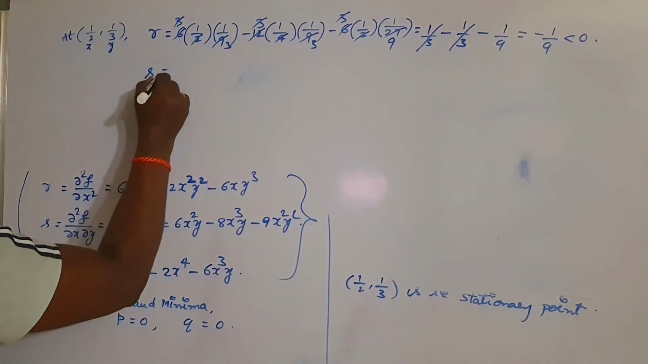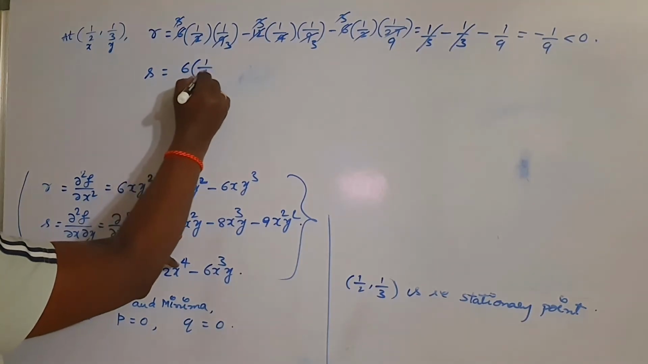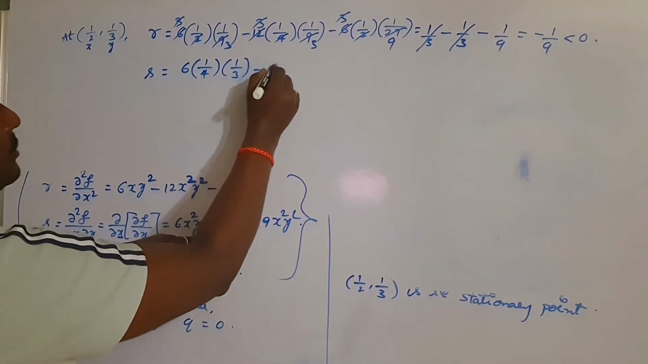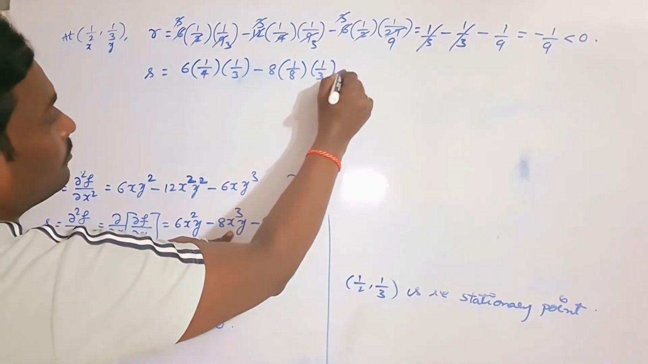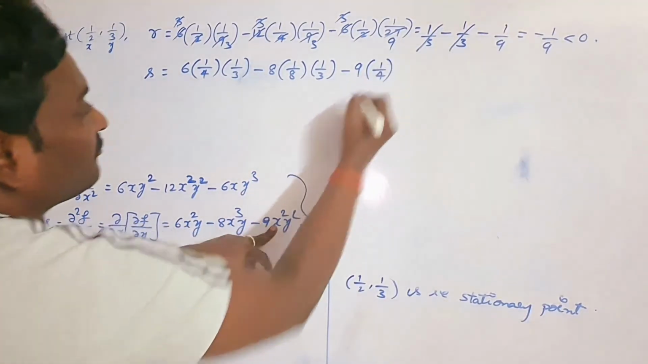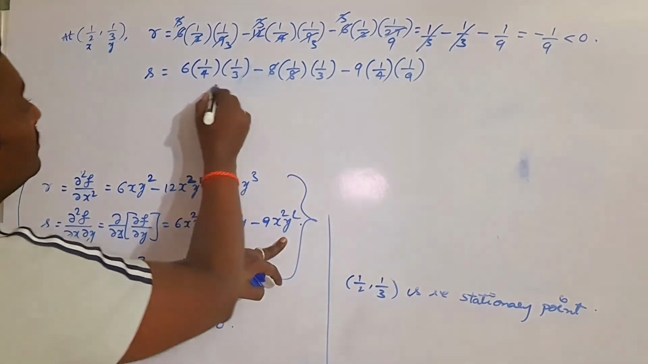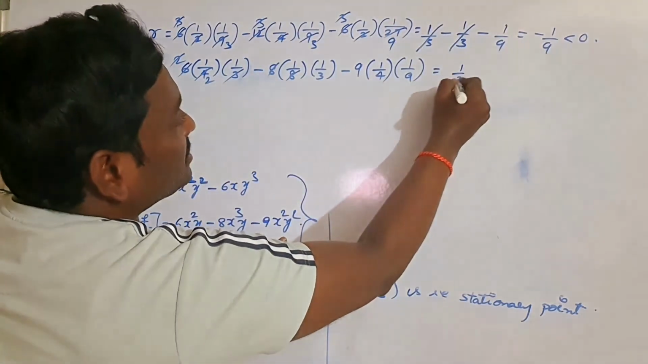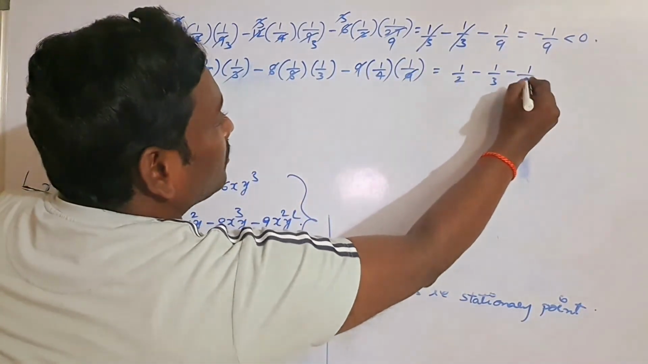Now we have to find out the S value also. See here, 6 into, what is x square? It is 1/4. What is y? It is 1/3. Minus 8 into 1/2 cube means 1/8, y means 1/3. Minus 9 into 1/2 square, it would be 1/4, and y square means 1/9. So 8 gets cancelled here. This 3 gets cancelled 2 times and 2 gets 2 times here. So you will have 1/2 as the first term, minus 1/3 as the second term, and 9 gets cancelled, so you will have 1/4.